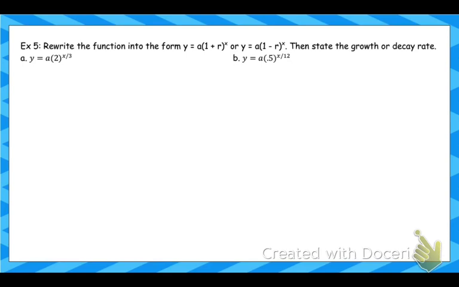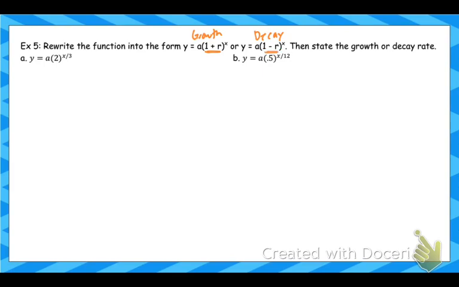So right here, I'm going to go ahead and rewrite this, okay? I want it to eventually be in this form. The reason I'm going to use this form, okay, this form is going to show us growth, and this form is going to show decay. Because again, if it's 1 plus r, it's going to be greater than 1. If it's 1 minus r, it's going to be less than 1.